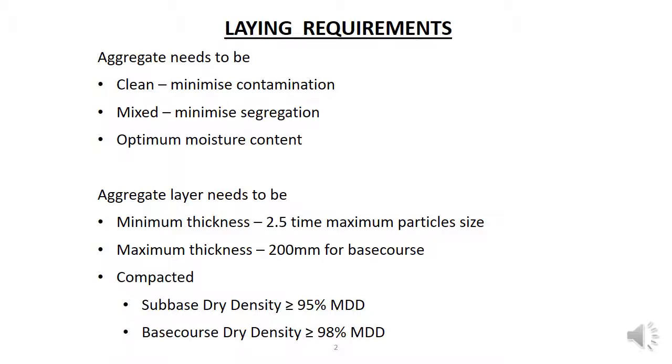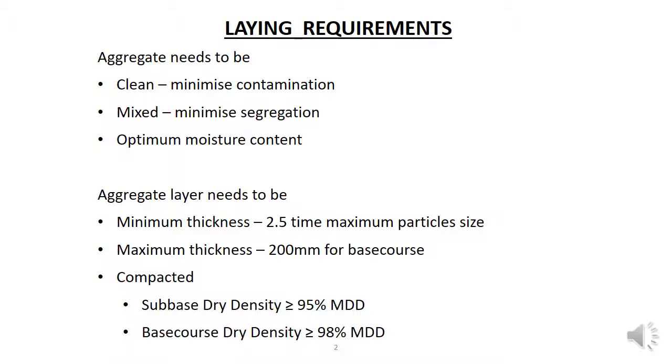The aggregate layer needs to be thin enough to allow compaction through the whole layer, but thick enough to be a viable layer. TNZ B2 sets a minimum layer thickness of 2.5 times the maximum particle size. So a GAP 65 subbase has to have a minimum layer thickness of 162 millimeters, while a GAP 40 base course needs to be thicker than 100 millimeters, which is 2.5 times the maximum particle size, which is 40 mils. So 2.5 times 40 equals 100.